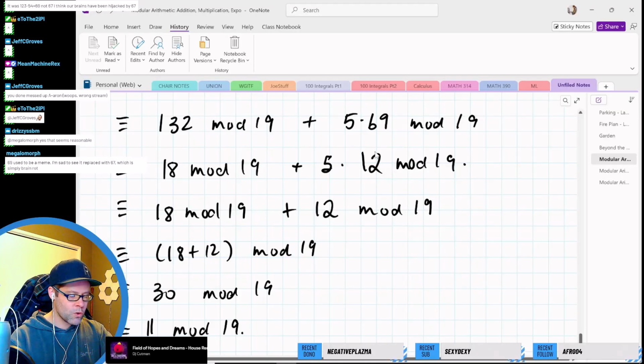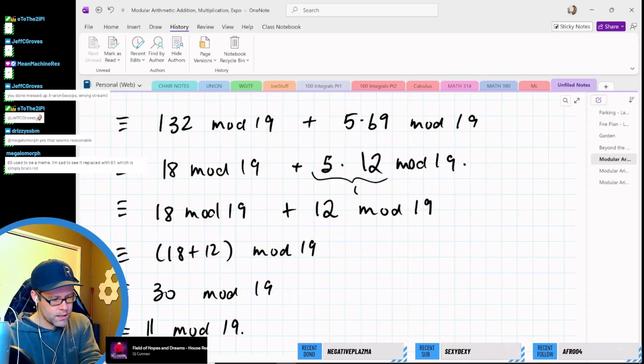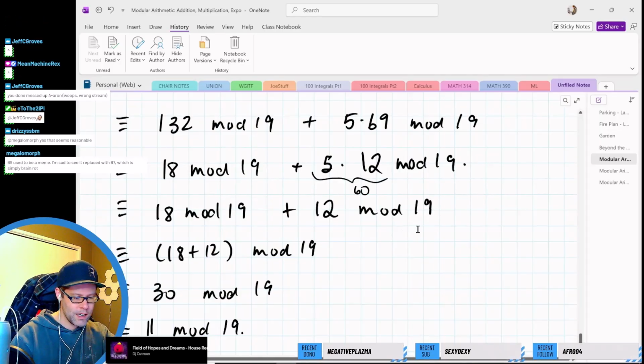5 times 12 is 60. All right, so we're looking at 60 mod 19. Is this also going to be off? Well, it's going to be off by 2, but 5 groups of 2, so off by 10, which still should be under 19.